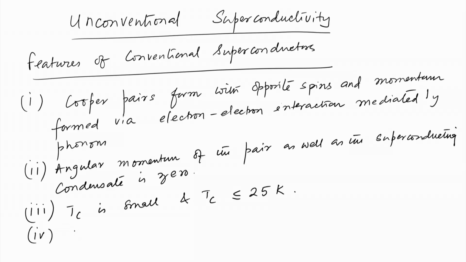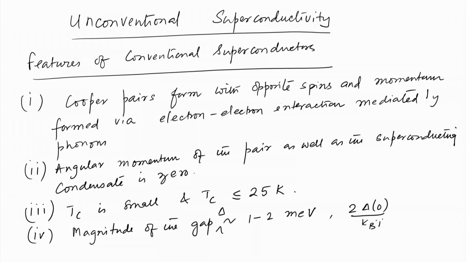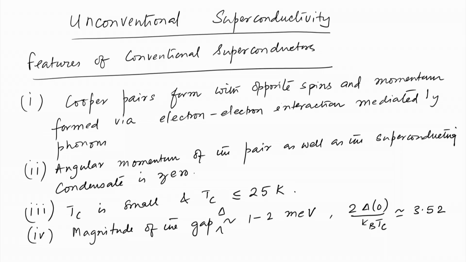The magnitude of the gap is rather small. It is 1 to 2 millielectron volt, or it could be 3 or 4 millielectron volt, but it is of the order of a few millielectron volts, and this is called delta. This quantity 2 delta 0 over kTc is a number like 3.52. Usually it varies from 3 to 4.5, and delta 0 is the magnitude of the gap at 0 temperature.